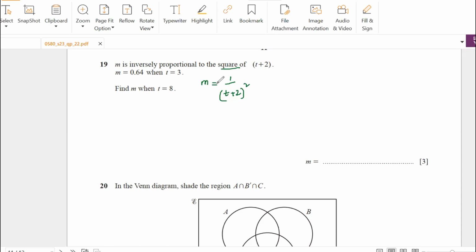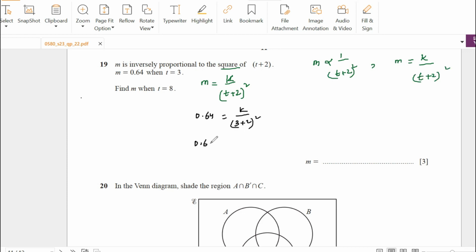So when you say equal, you have to say that k as well, okay? Because first thing it is f inversely 1 over t plus 2 whole square. So once you introduce equal, you have to write constant of proportionality, which is t plus 2 whole square. Now we will find out value of k by putting the value of m and t. The value of m is 0.64 and t value is 3 plus 2 whole square.